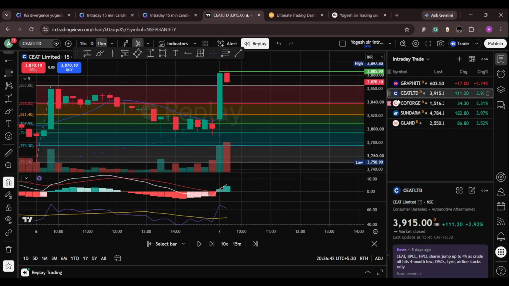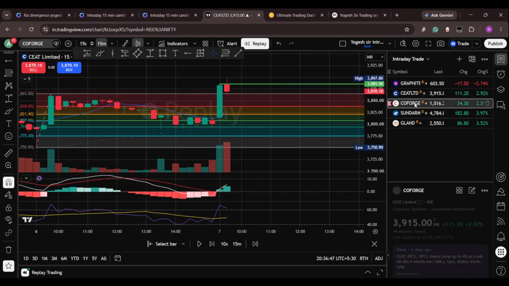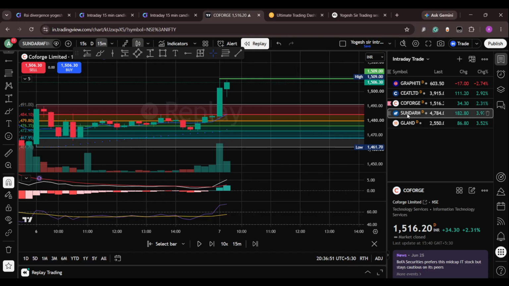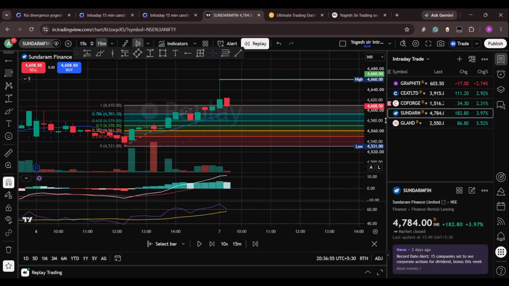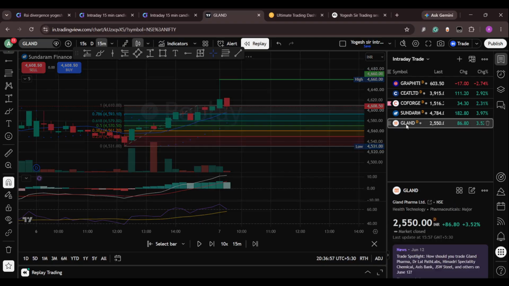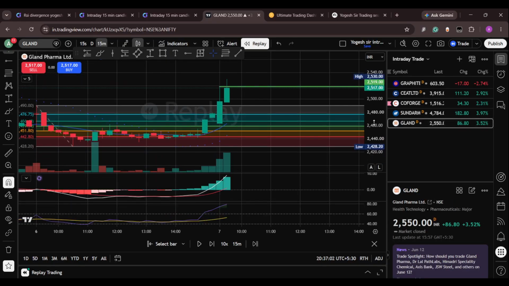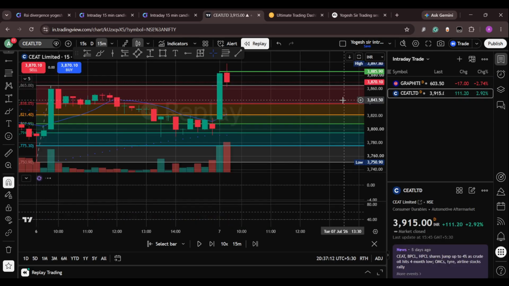Let's check the bullish trades. CG has crossed. Coforge has not crossed. Sundaram Finance has not crossed. And Gland Pharma has crossed. Since we have CG, we will delete the rest. Now we have taken an entry in these two.